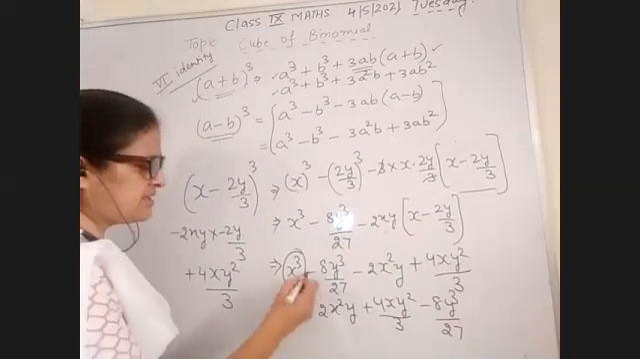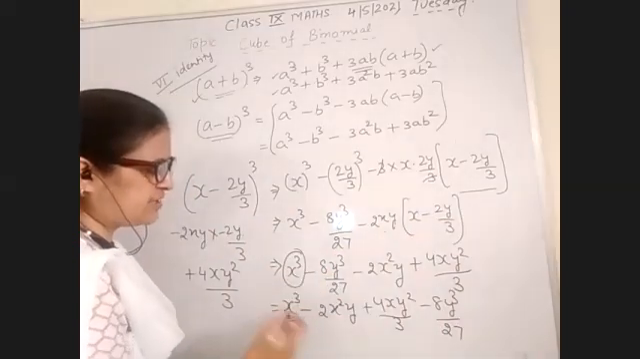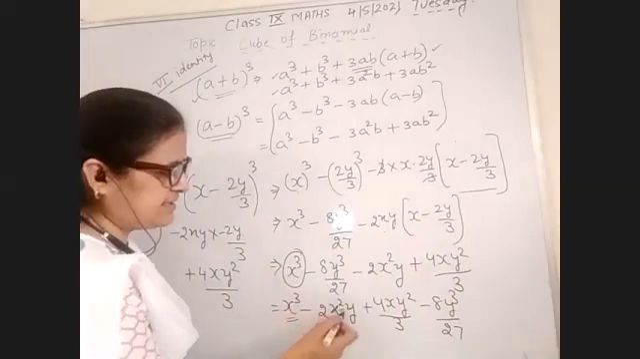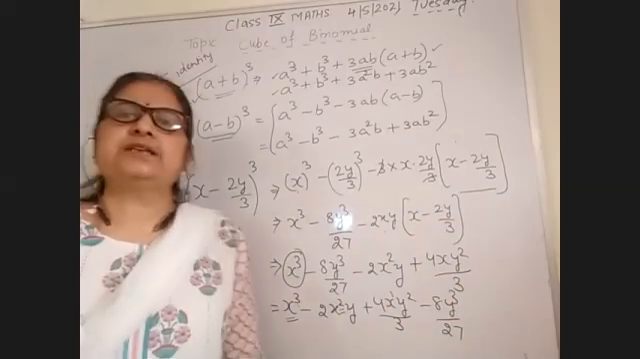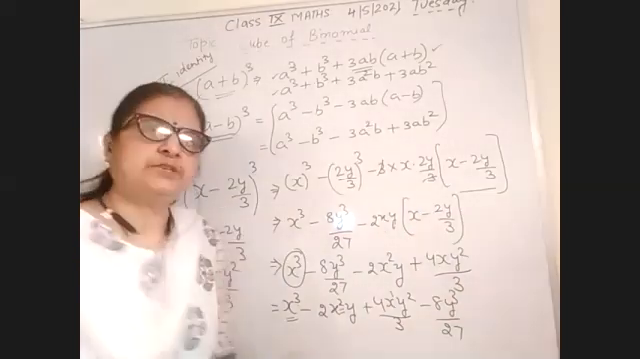Now your answer becomes: first you will write the cubic degree, then power 2, then power 1, and at the last, when the x variable is not given, it means it is constant.